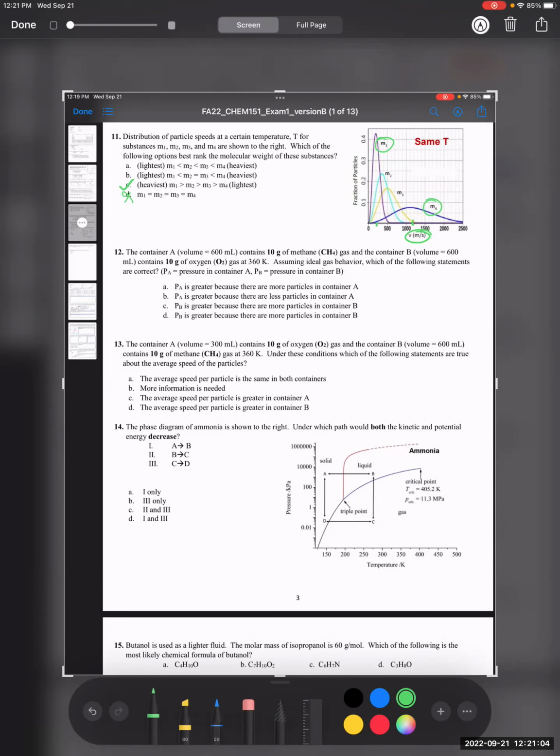All right, moving on. Question 12. Container A contains 10 grams of methane, and container B contains 10 grams of oxygen at 360 Kelvin. Assume ideal gas behavior. Which of the following statements are correct? Okay, so the question is asking about the pressure of container A and container B. Now, they are the same temperature and the same volume. And the only thing is we need to look at the number of particles. So we have methane, which is 16. Relative mass of methane is 16 with respect to hydrogen.